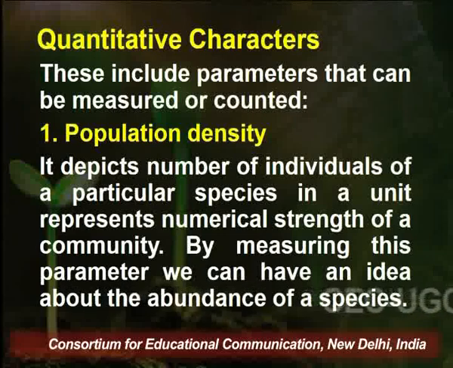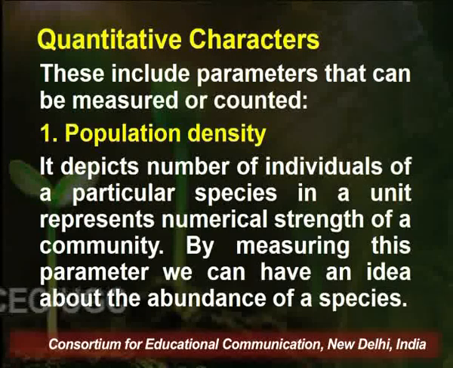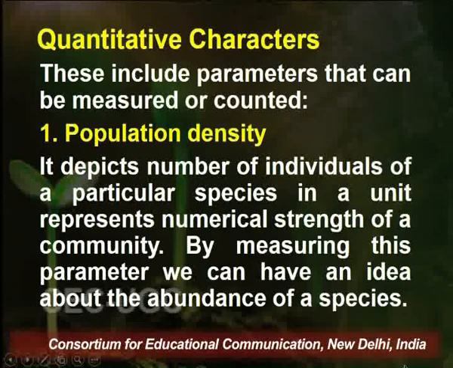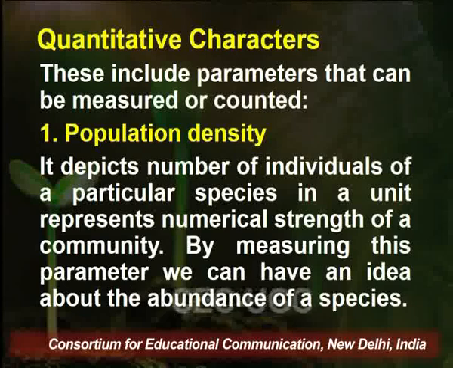The first attribute or the first aspect is population density. Now, what is population density? It depicts the number of individuals of a particular species in a unit, representing the numerical strength of a community. By measuring this parameter, we can have an idea about the abundance of a species.